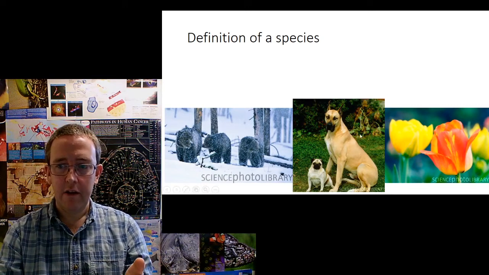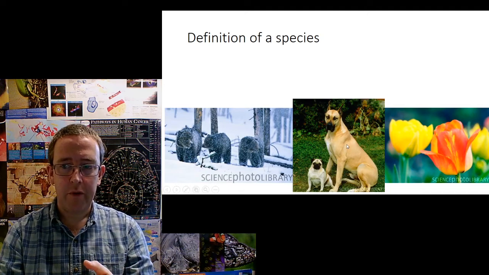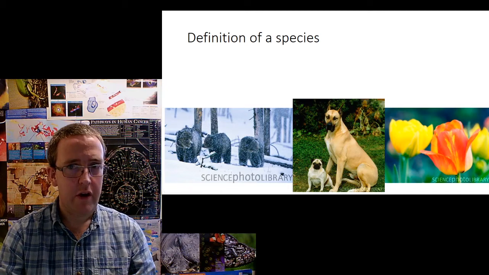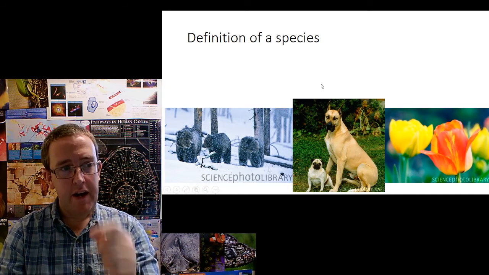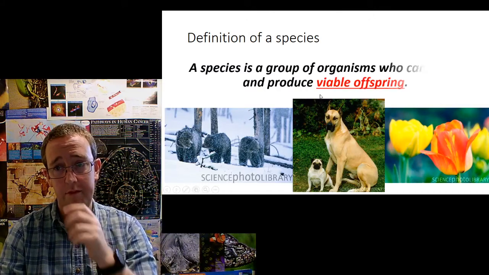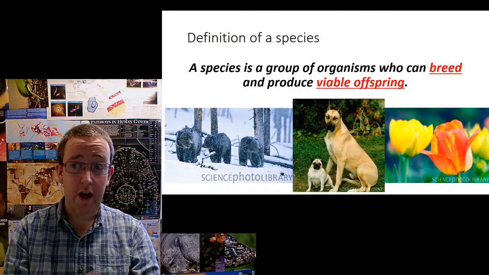So when is it that we would say a pug and a Great Dane were different species, like we would say a wolf and a dog, or a fox and a dog, are different species? Okay, and here's our definition, and this is the definition you can use in exams. It's what we call the species concept. And it's not flawless, as we'll discuss.